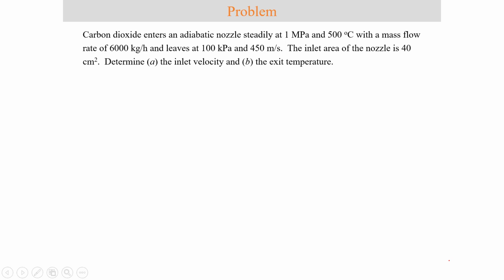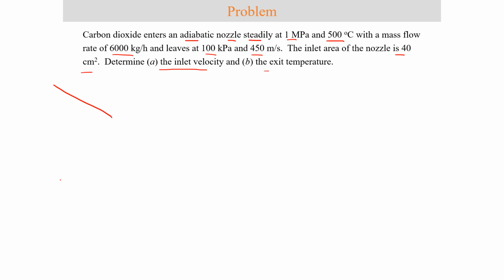Ahead and do an example problem. In this example problem, carbon dioxide enters an adiabatic nozzle. It's going at steady state and it enters in at 1 megapascal and 500 degrees C with a mass flow rate of 6,000 kilograms per hour and leaves at 100 kilopascals and 450 meters per second. The inlet area of the nozzle is 40 square centimeters. Determine A, the inlet velocity, and B, the exit temperature.